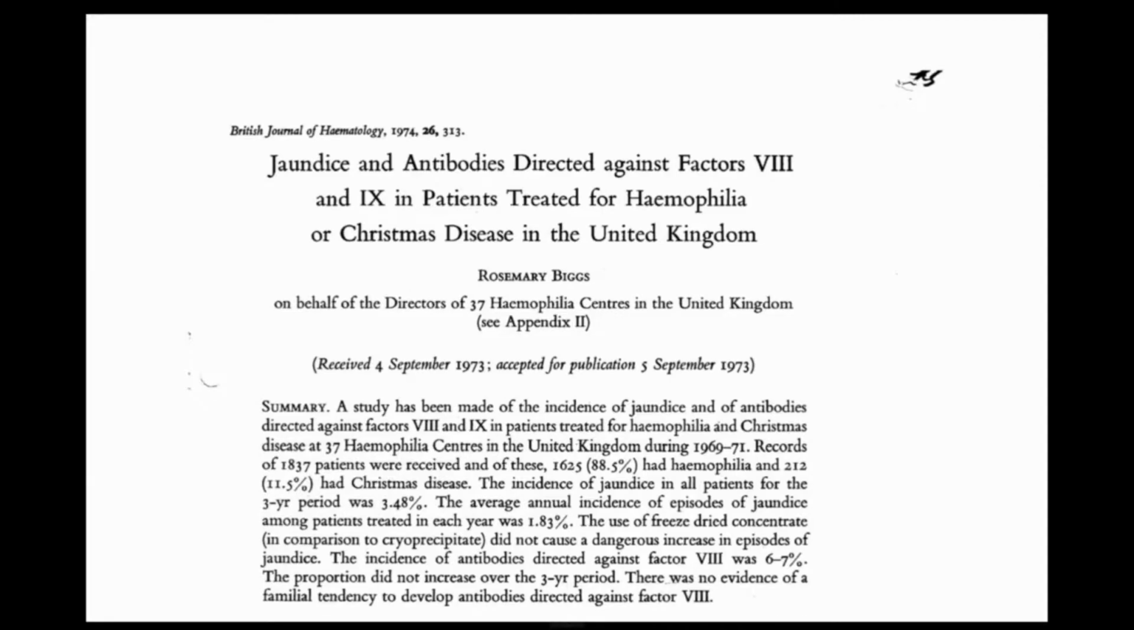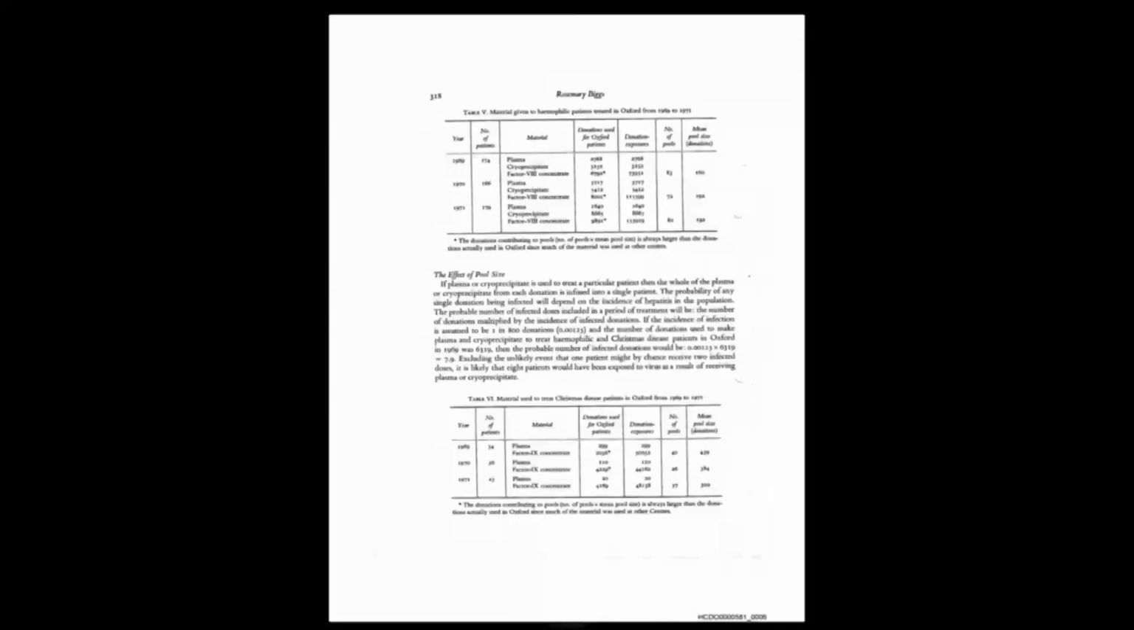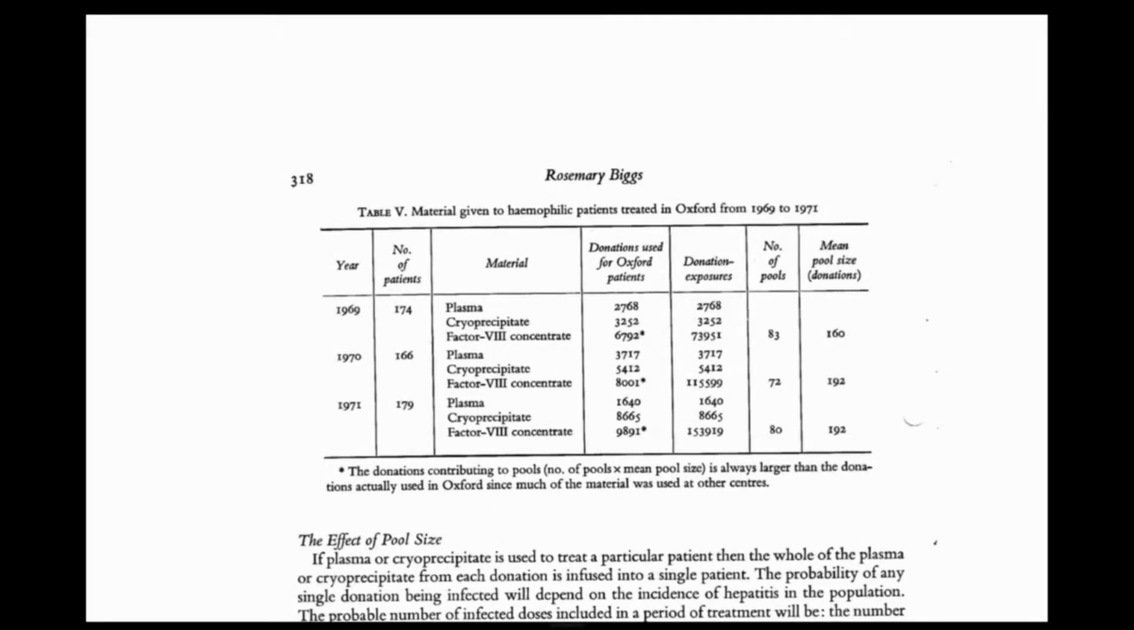As I say, I'm not going to go into the substance of that article. What I am going to take you to at page 6, please, Sully, is a table that Dr. Biggs gives us, which shows the material given to haemophiliac patients treated in Oxford from 1969 to 1971, to quote the words that she used in the article. We can see 3 years are given, 1969, 1970, and 1971. The table includes information about the number of patients treated and then gives figures for the different types of material that those patients were treated with: plasma, cryoprecipitate, and factor 8 concentrate.